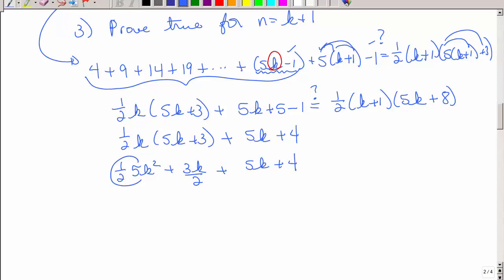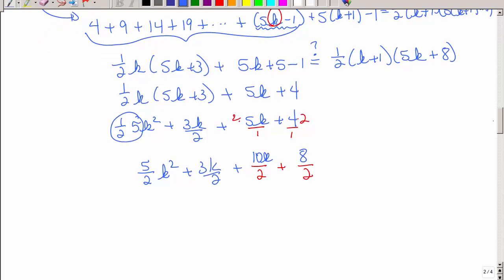And yes, I wrote that really strangely, so let me write it a little bit better. And since these are over 2, I need to find a common denominator and make those over 2 as well. So I have to multiply each of the numerators times 2. Then I'm looking over here and going, well, I need to factor out that 1/2. All of these now have a 1/2 in common, so I can factor out the 1/2.